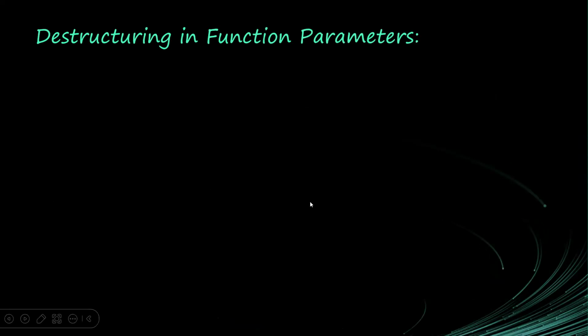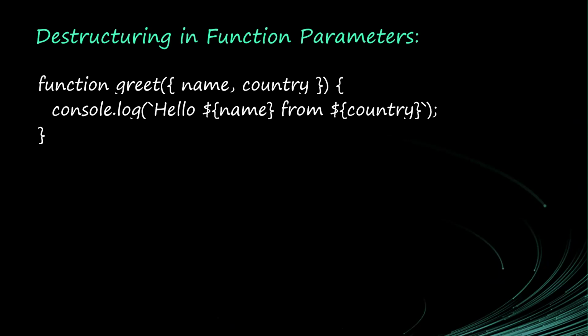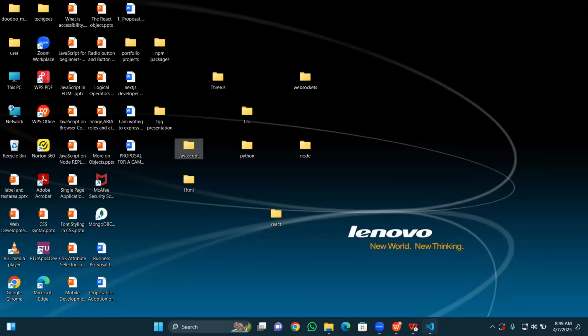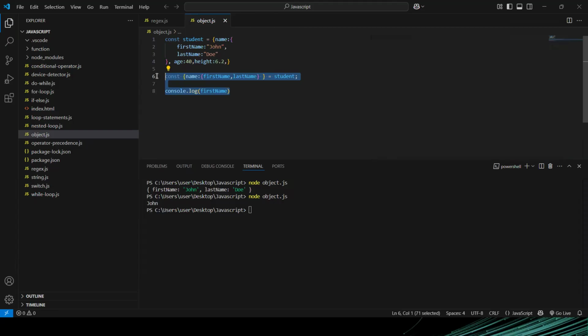So how do you destructure objects in function parameters? Let's imagine that you wrote a function, and that function is going to be taking an object. So let's show you how you can do this. First of all, I'm going to write a function.